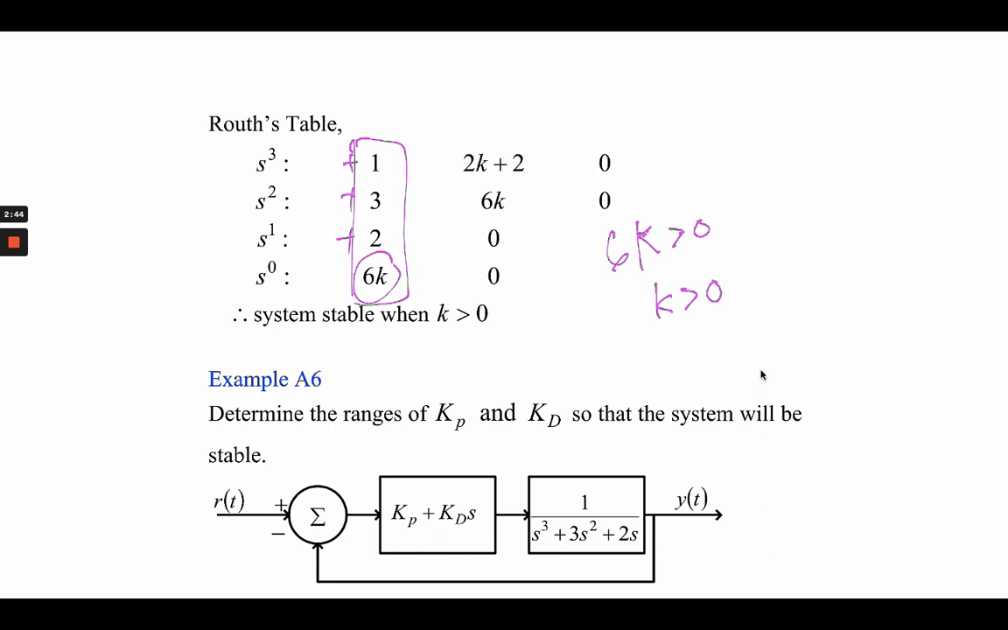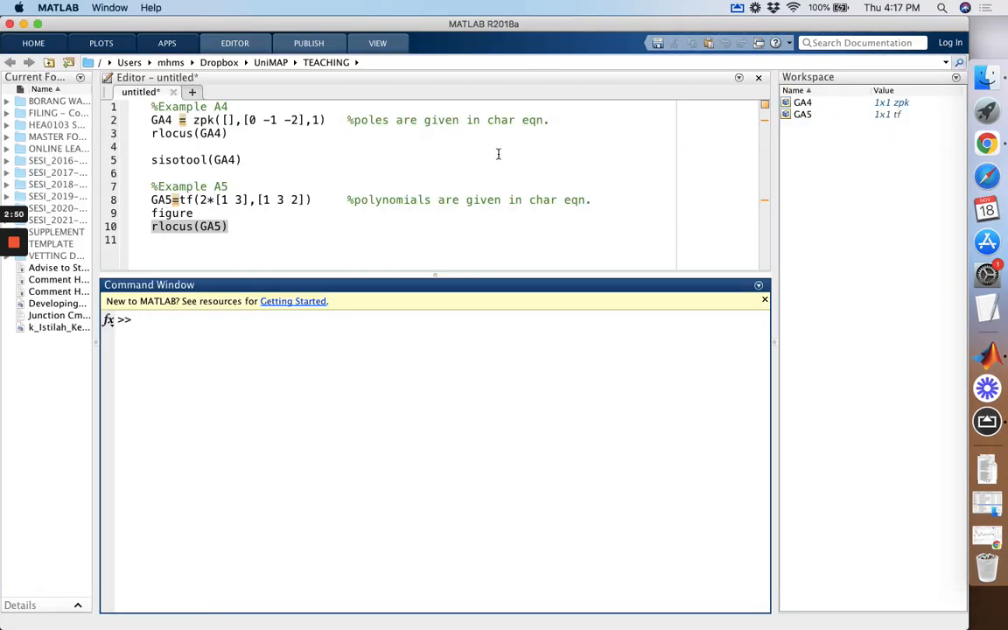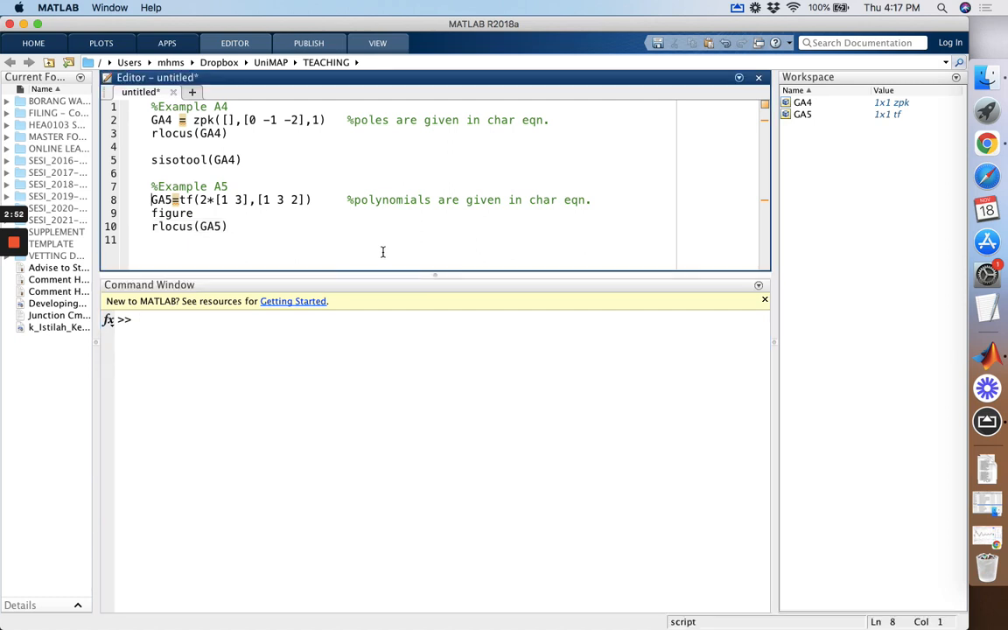So I can show you what happened in this example using MATLAB. So we have here example A5. So we have GA5, TF. I use TF because in this example, the polynomial is given in the characteristic equation. If the characteristic equation's poles are given, then I will use ZPK. Alright? And in this case, we have 2 times (s + 3) over (s^2 + 3s + 2). And then I find the root locus of this system.